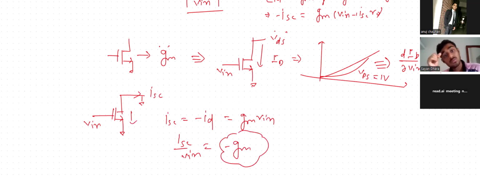So when some other things are connected, resistors and others, the concept is the same. You need to short the output and compute the output short circuit current as a function of input voltage. That is the transconductance, the short circuit transconductance. So this is the concept. Next, let's take the next concept.